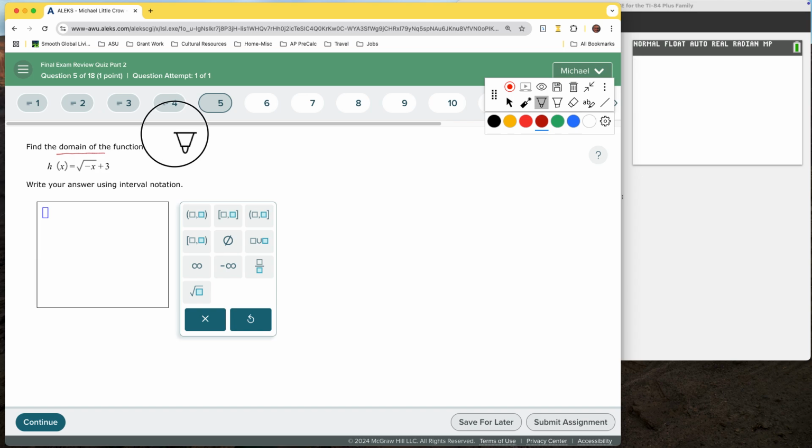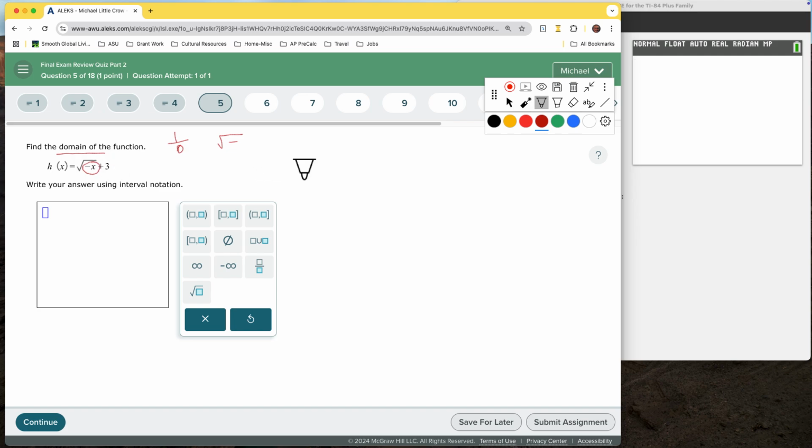worry about. We need to worry about division by 0, and that's not going to happen because we don't have any fraction here with an x in the denominator, so we don't have to worry about that part. The other part we have to worry about is getting a negative inside of a square root. So that can't happen. So what we see here, what's inside the square root is negative x.